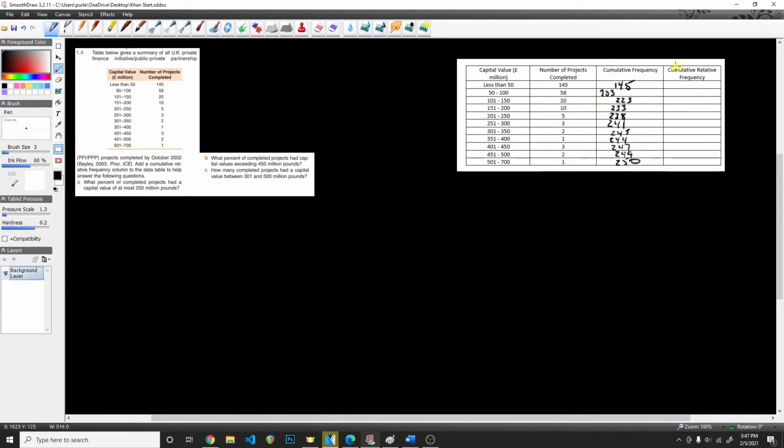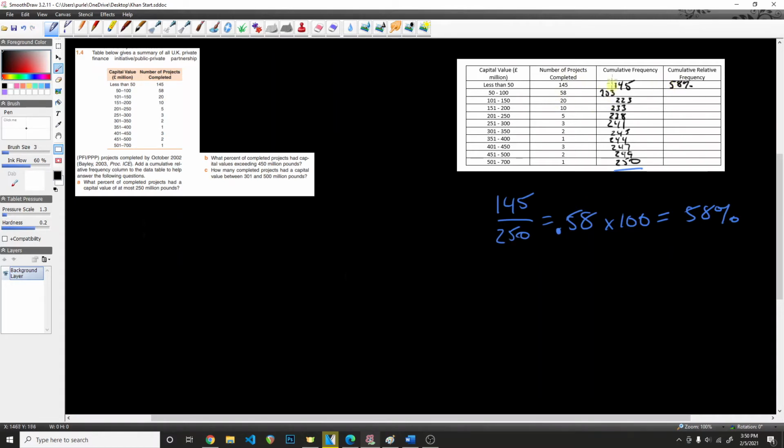So now in order to get the cumulative relative frequency, we need to figure out what each of these numbers is as a percentage out of 250. So what percent of the total number of data points is represented by just this row right here? And to do that, all we need to do is take 145 and divide it by whatever our total is. Right here we have 250. That's 0.58. And it's worth noting that this is a percentage. So what we want to do is multiply it by 100, and that will give us 58%. So now we can write in that we have 58%.